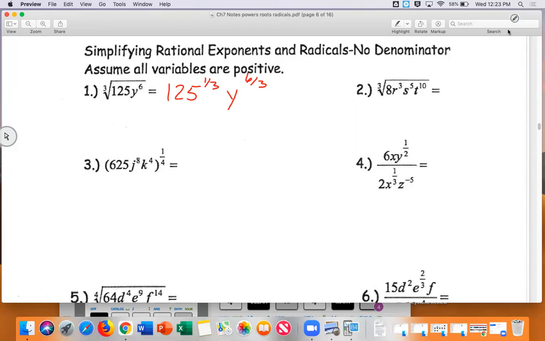125 to the 1/3. This is where your calculator comes in handy. So everybody type in 125 caret 1/3. All right. You should get a whole number. 1 divided by 3. You guys get 5? Yeah. All right. So you're going to get 5 there.